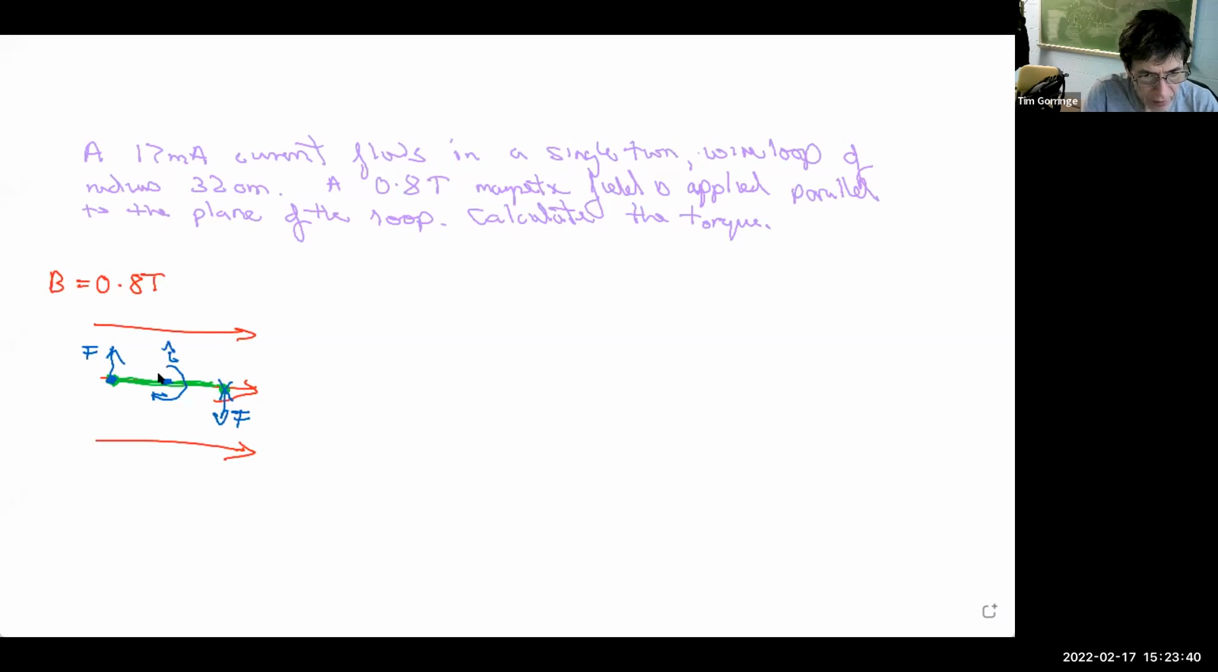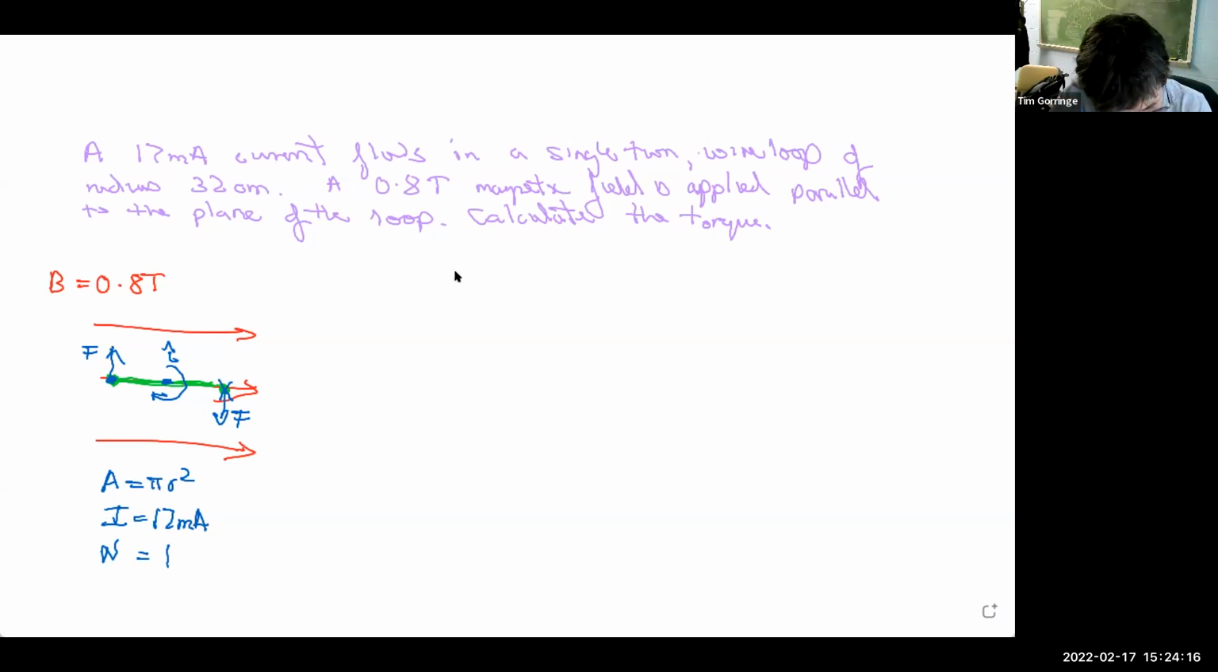The area of the loop is pi r squared, and we know the radius of the loop. The current in the loop is 17 milliamps. And that's enough information for us to calculate, with the number of turns of the loop, which is just one, the magnetic moment of the loop. So I'm going to go on and calculate that magnetic moment and then calculate the torque.